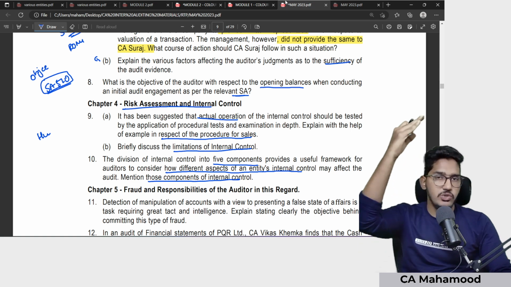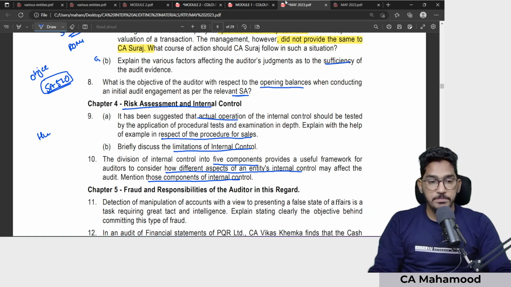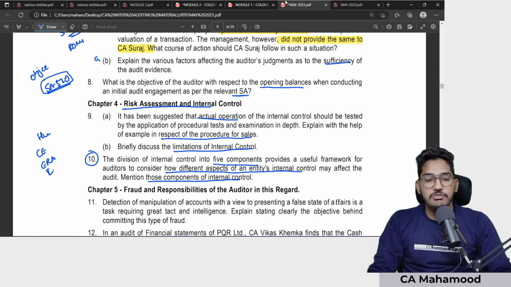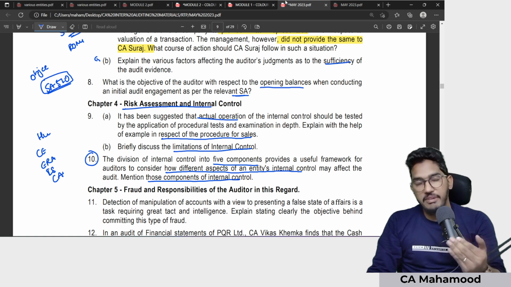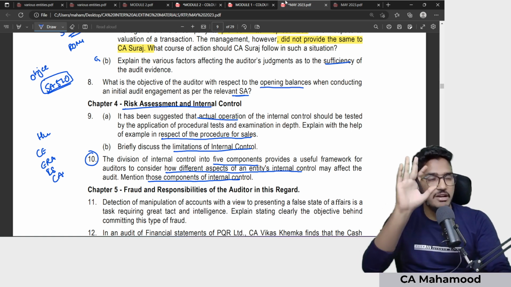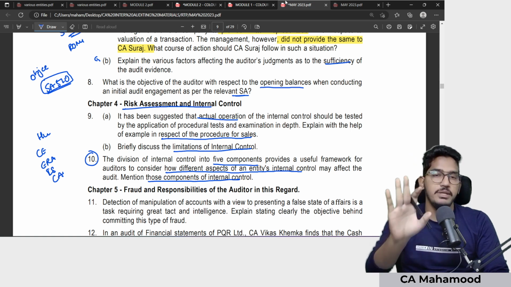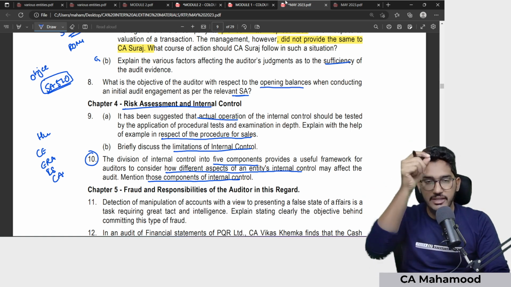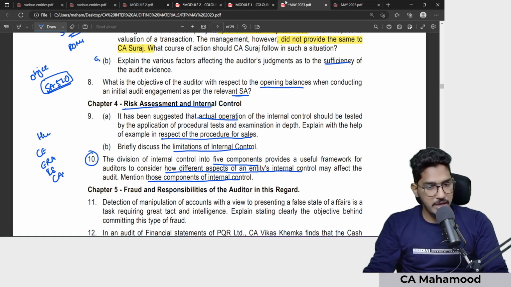In one of the previous true or false statements I have mentioned, there are 5 components of internal control. What are they? Control environment, entity's risk assessment, information system including related business process, control activities, and finally monitoring of controls. Just write those 5 side headings, nothing else, and you will get the full marks.